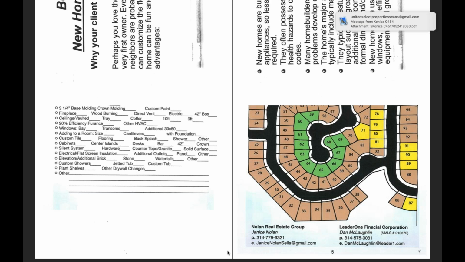So let's go through these real quick. Perhaps they love the idea that they can be the very first owner. Everybody likes new, just like a car. New homes are built with new materials and appliances, so less maintenance is typically required. Another thing is utility bills and safety features. I'm not going to go through every single one of these for lack of time, but one of the biggest things is that code and ordinances, everything changes and is up to date. That is an absolutely wonderful thing with new construction.